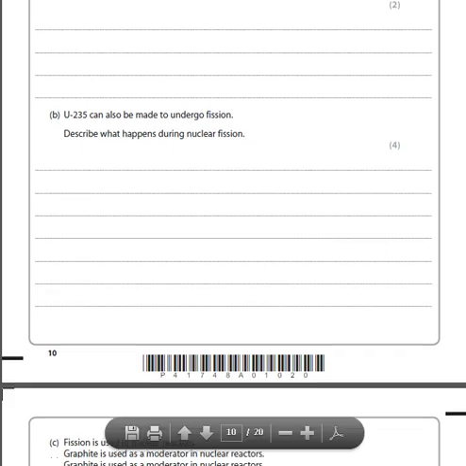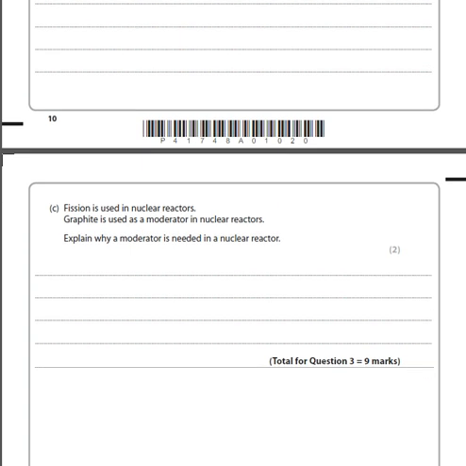Okay, back to the main exam paper then. It now says fission is used in nuclear reactors. Graphite is used as a moderator in nuclear reactors. Explain why a moderator is needed in a nuclear reactor. Well, the moderator's job is to take very fast-moving neutrons that we want to cause nuclear fission and slowing them down to make them more likely to be captured by a nucleus, by a uranium-235 nucleus.